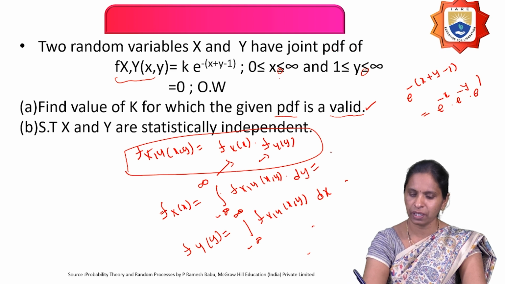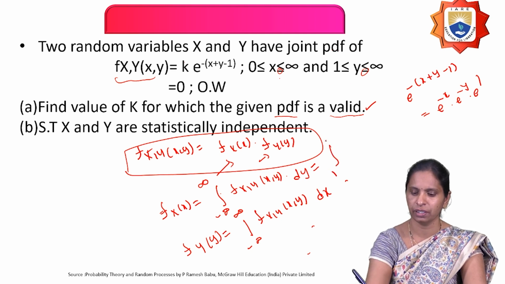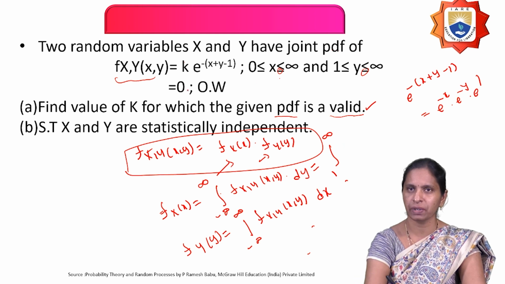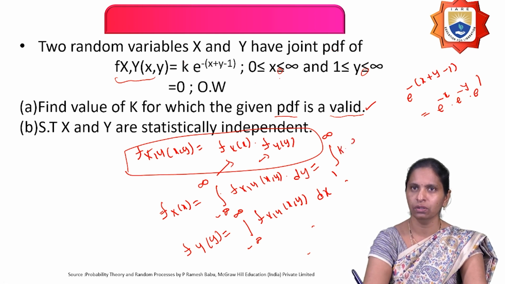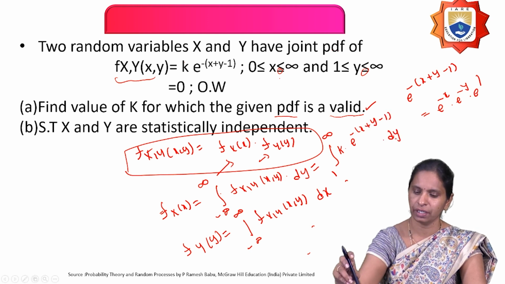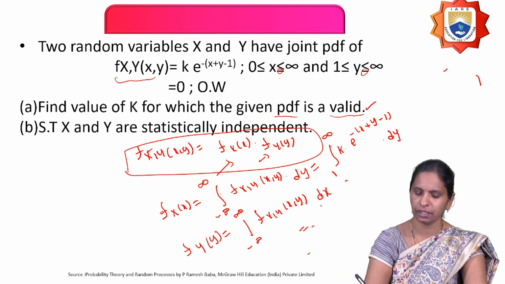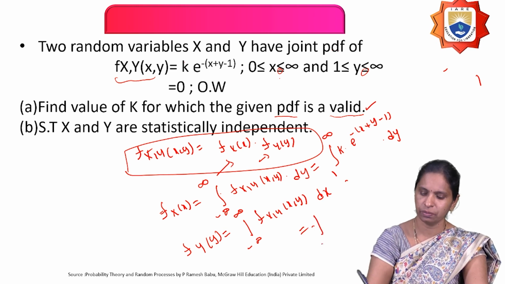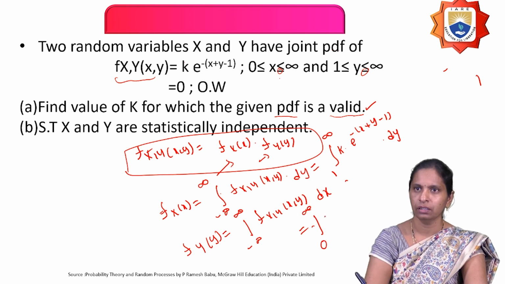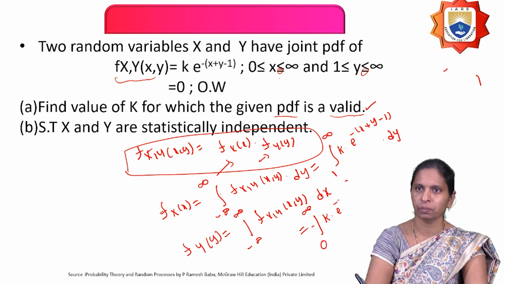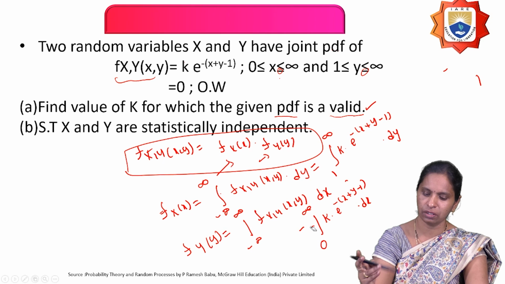Then, if you simplify, what can you obtain here? What are the limits of y here? 1 to infinity. What is fxy of x comma y here? K into e power minus of x plus y minus 1 into dy. Now, what is fy of y here? Integration, what are the limits of x here? 0 to infinity. And what is the density function here? K into e power minus of x plus y minus 1 into dx. So this is the marginal density function of the random variable y.